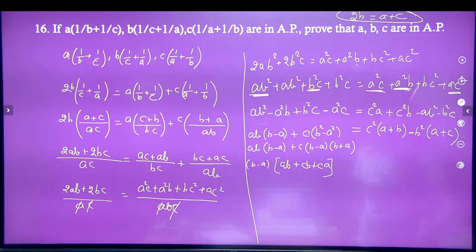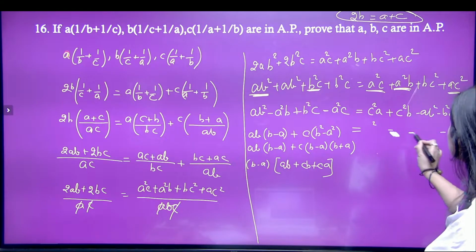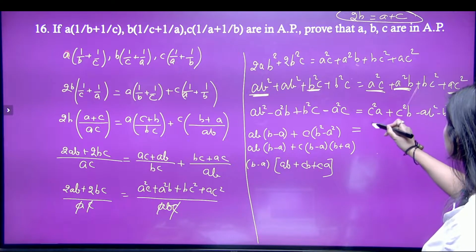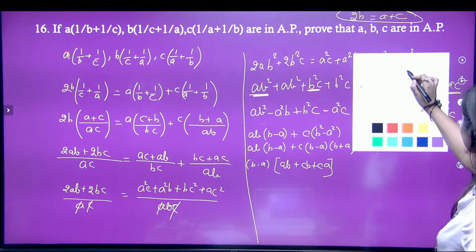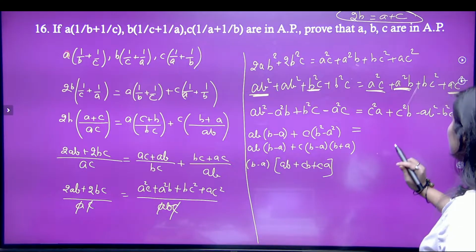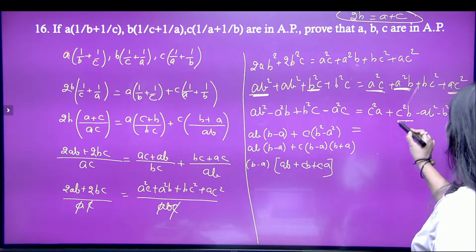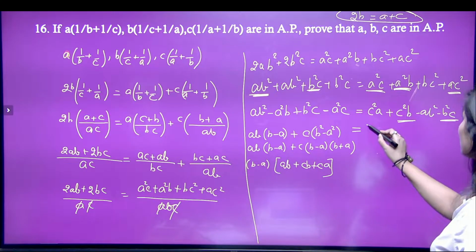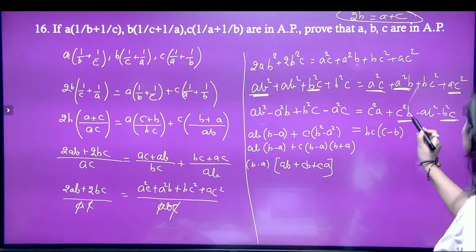So here it's not giving any common thing. So what I am doing, I am erasing this step and I am trying to get something similar to this part. So what I am doing here is I am taking C square B and B square C. So if I'll take BC common, then it will give C minus B from these two terms.